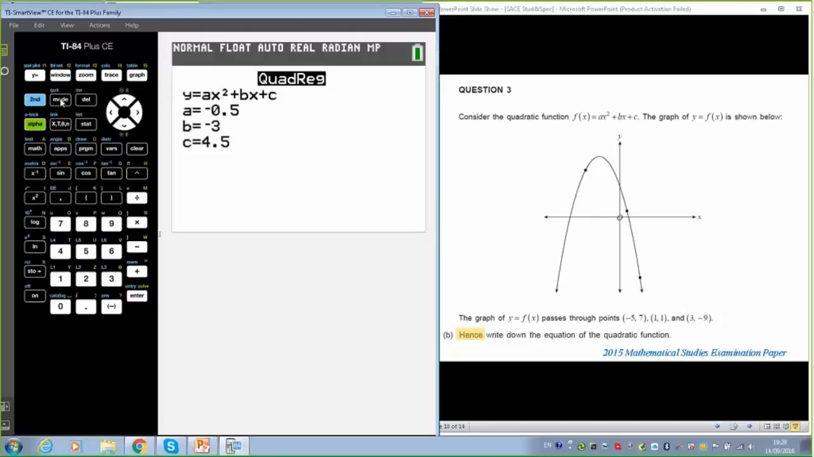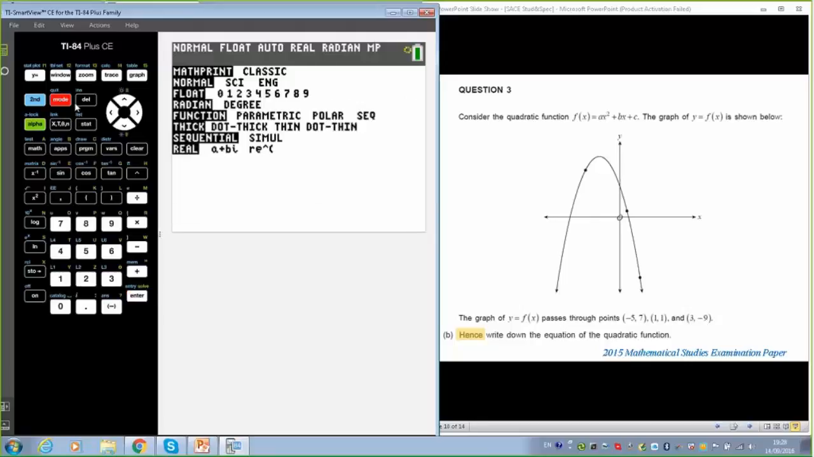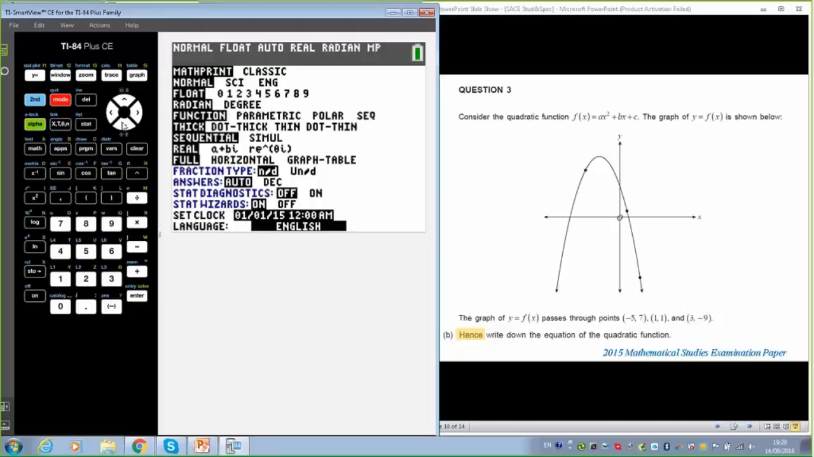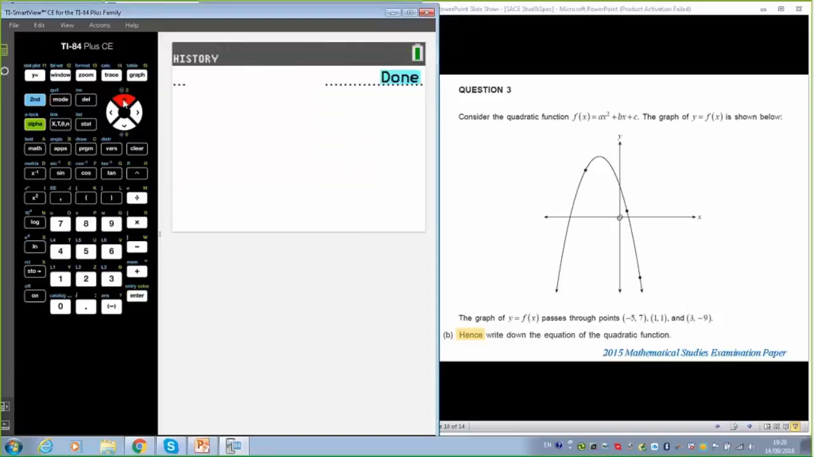Well, why is that? Well, okay, if we go to mode, we can see that stat diagnostics is off at the moment. So again, being as efficient as I can, I'll scroll up, turn the stat diagnostics on. The stat wizard is already on, so that helps us with the syntax. That's now on. Let's quit that. And again, with both the 84 and the 84 CE, I can scroll up.